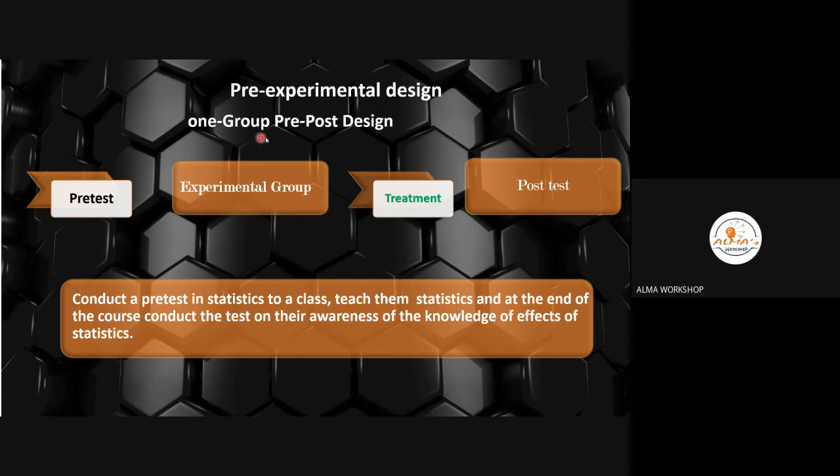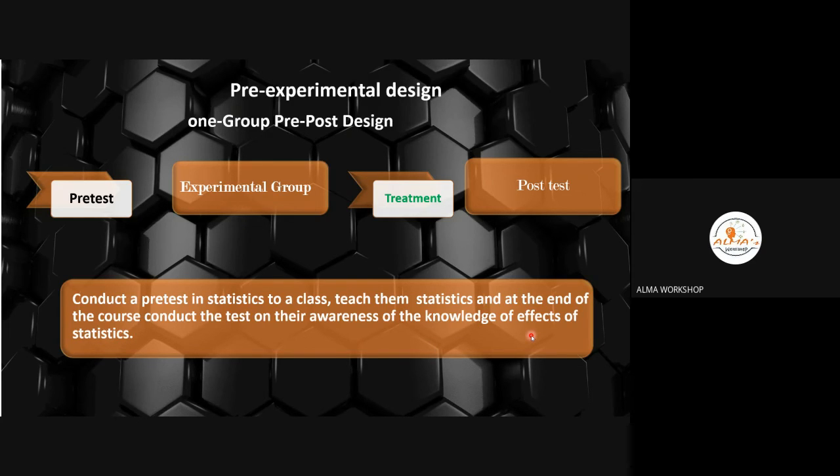Listen here, one group pre-post design. What is the one group? You have only an experimental group, that is a pre-experimental group. You don't have any control group, you have only one experimental group. You give a pre-test, you also give a post-test after treatment. You can write your own examples here afterwards. Conduct a pre-test in statistics to a class, teach them statistics, and at the end of the course conduct the test on their knowledge of the effects of statistics.